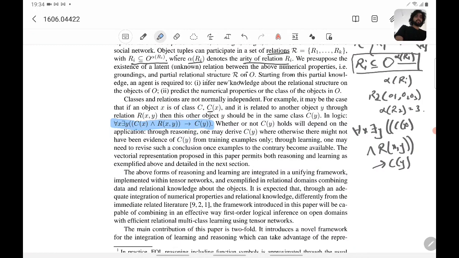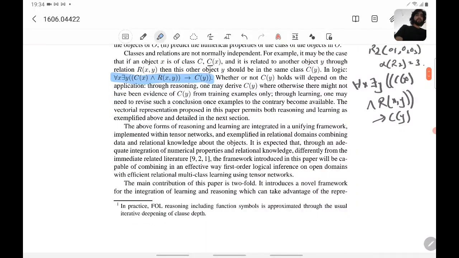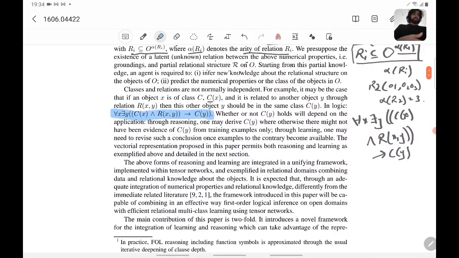Whether or not C applies depends on the application, obviously. Let's say this is an example. So the above forms of reasoning and learning are integrated in a unifying framework. Basically, this reasoning that it currently shows is: for all X there exists Y such that if X belongs to class C, and there's a relation between X and Y, then Y also belongs to class C.